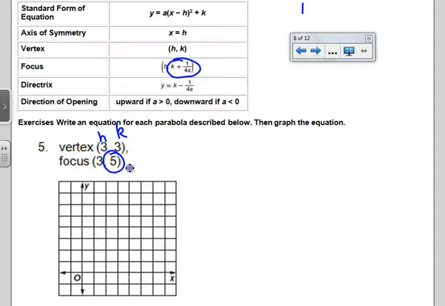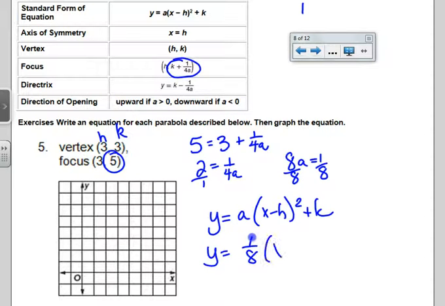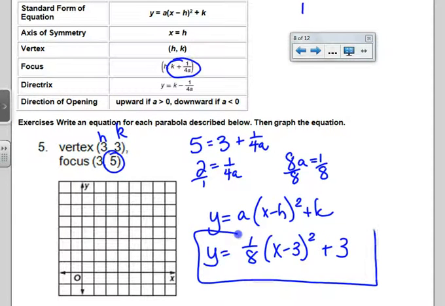So using my formula from the focus component, the y component of the focus, it says 5 equals k, which is a 3, plus 1 over 4a. And now we're going to solve this equation. I'm going to subtract the 3 and get 2 equals 1 over 4a. And now I want you to treat it like a cross multiplication problem. And then solving for a, you find that it is 1/8. So going into my vertex form, which they call standard form, but we call it vertex form, if you just plug in the components, you get 1/8 times x minus 3 squared plus 3. And that is your answer to that first question.